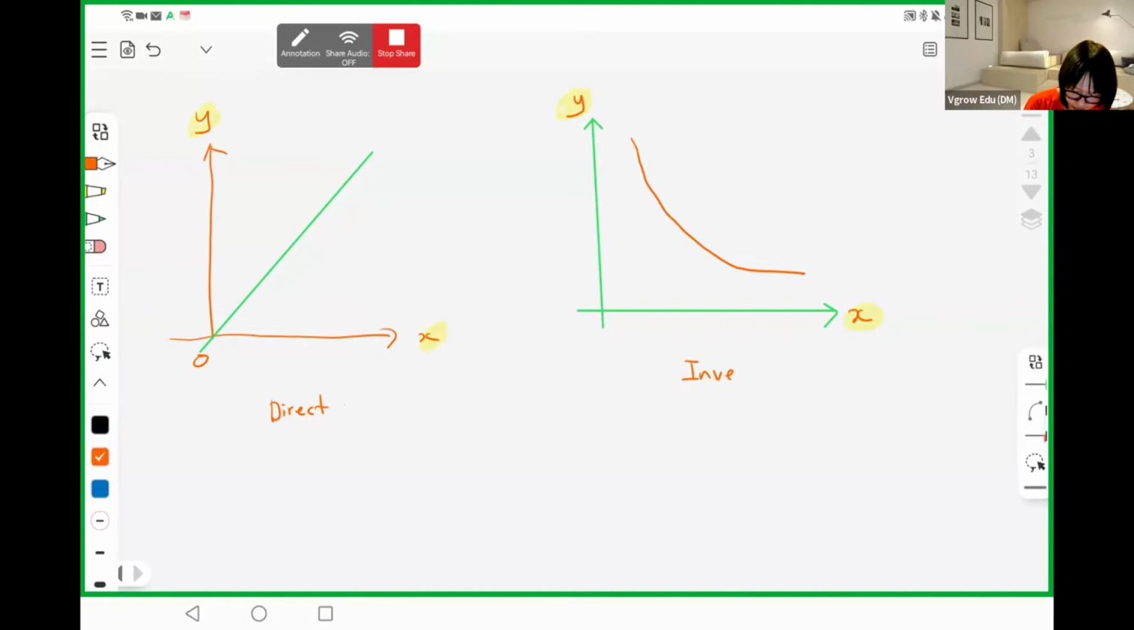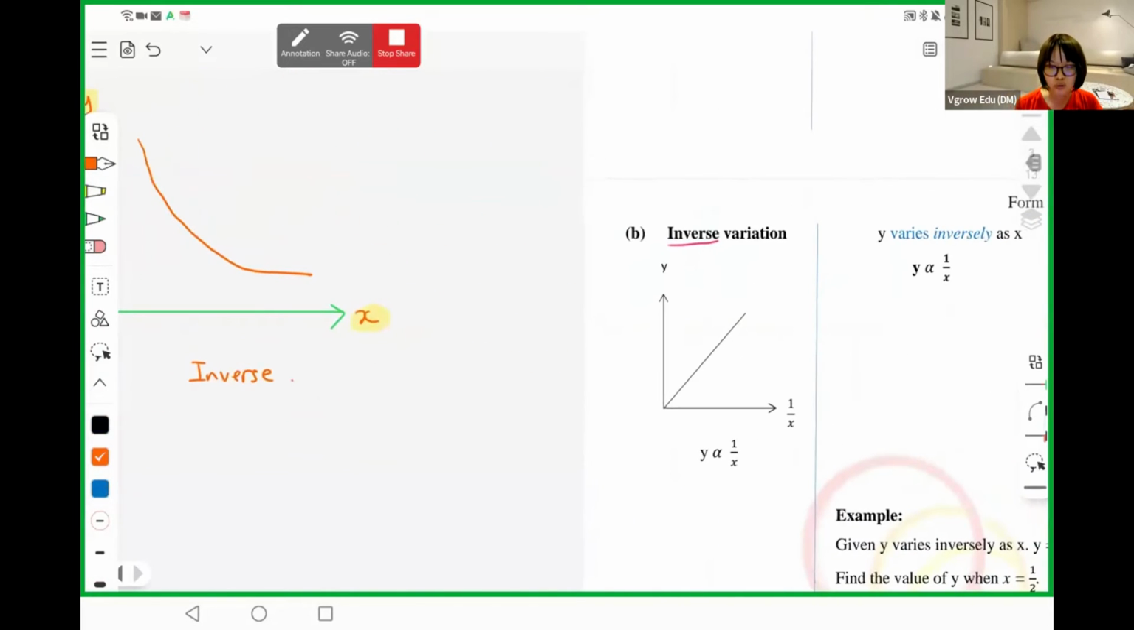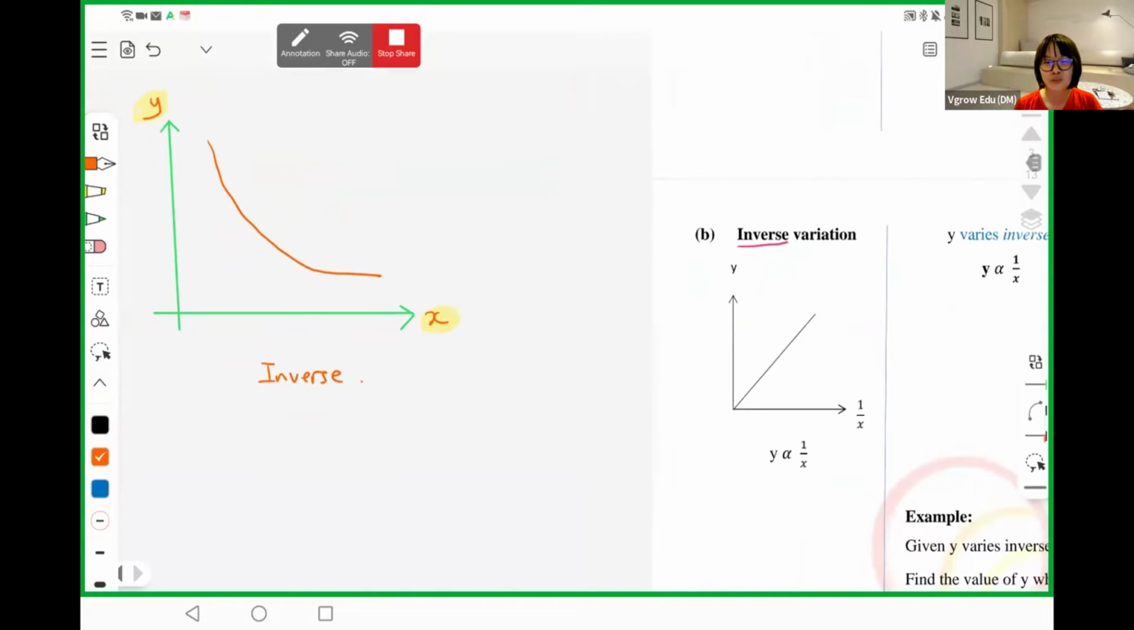Inverse. Okay, but why here is the graph still a straight line moving upwards? What's the difference? Do you notice? Can you spot the difference? Here, it's 1 over x. Yeah, you got it right.